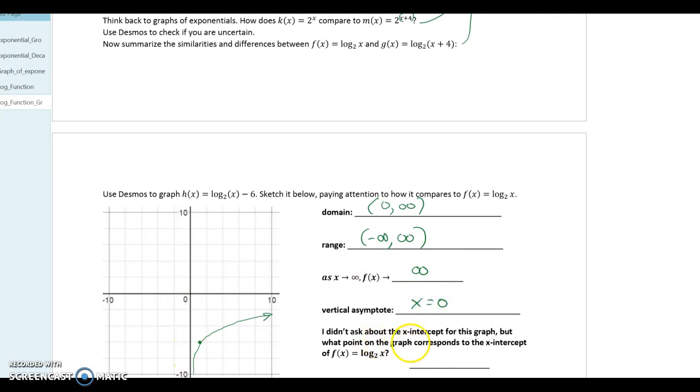And now it says, I didn't ask about the x-intercept of this graph, but what point in the graph corresponds to the x-intercept of f of x equals log base 2? Well, as I was saying, originally it was right there. The minus 6 has had us move it down 6 places. So that point there corresponds to that x-intercept. That point is now not 1, 0, it's now 1, negative 6.